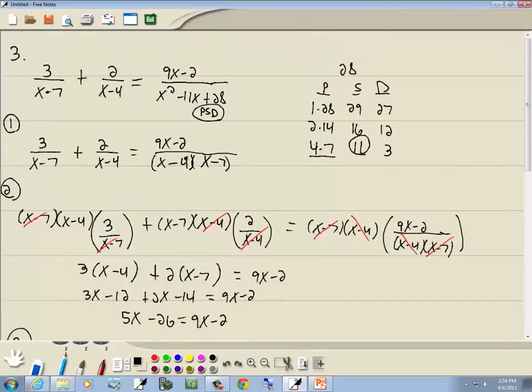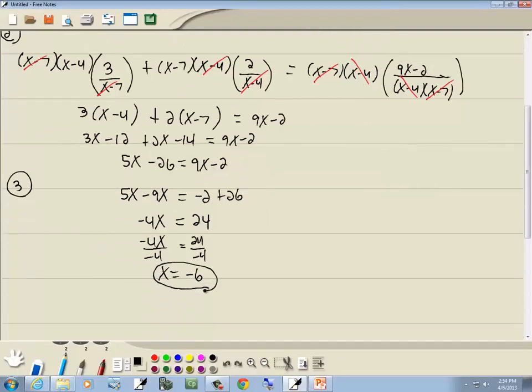You can actually plug that in at step 1 where you have everything factored. So if I put negative 6 in for the x here, I get negative 6 minus 7, that's not 0. Negative 6 minus 4, that's not 0. Negative 6 minus 4, that's not 0. Negative 6 minus 7, that's not 0. So this one actually checks.